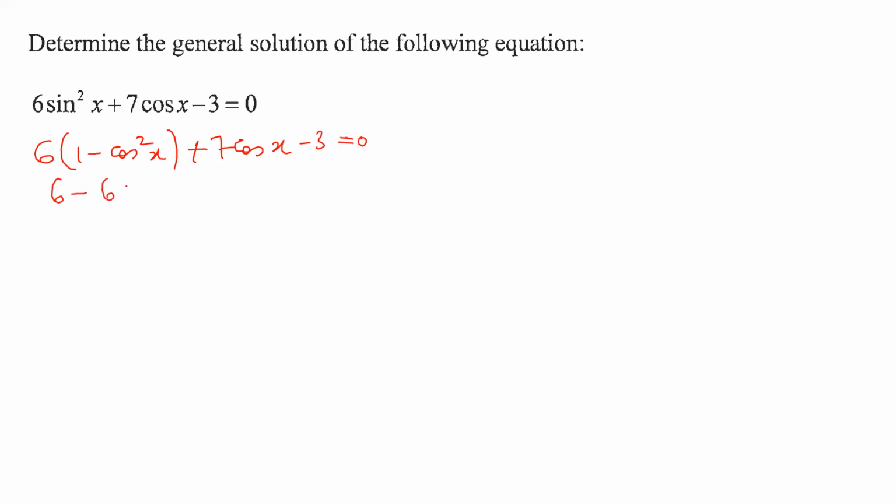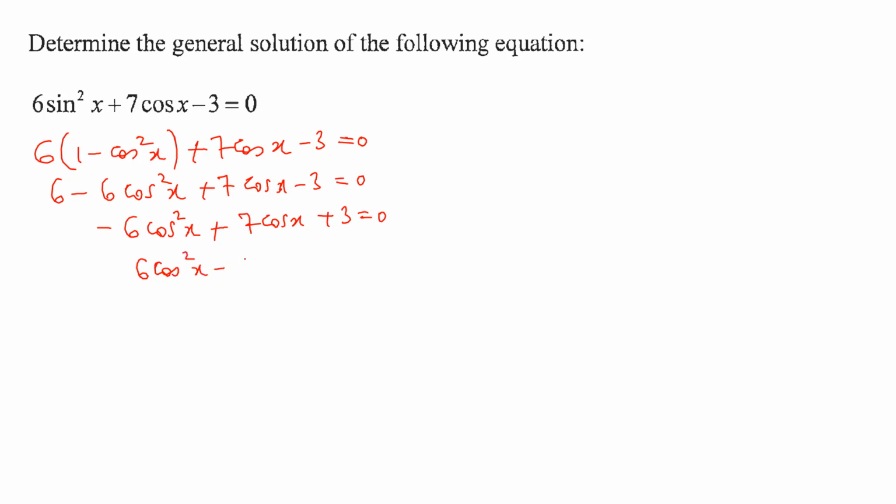6 minus 6 cosine squared x plus 7 cosine x minus 3 equals 0. And then this is the same as, we can write this as minus 6 cosine squared x plus 7 cosine x plus 3 equals 0. Upon division of both left and right by -1, we have 6 cosine squared x minus 7 cosine x minus 3 equals 0.